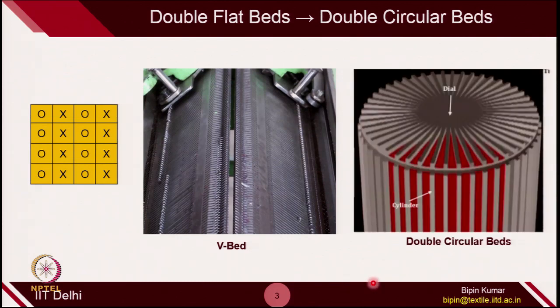So, this is the actual diagram of double circular beds, where you have two beds, one is the cylinder and the other bed is the dial. We are going to understand why these two are important. For the time being, these two beds are now replaced by the cylinder and dial in the case of double circular bed knitting technologies.